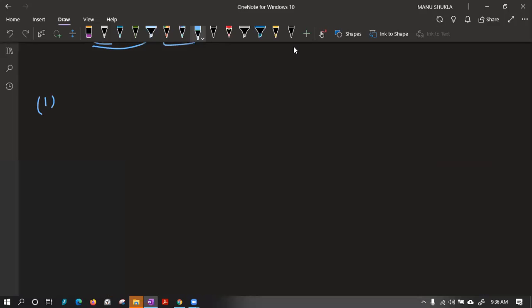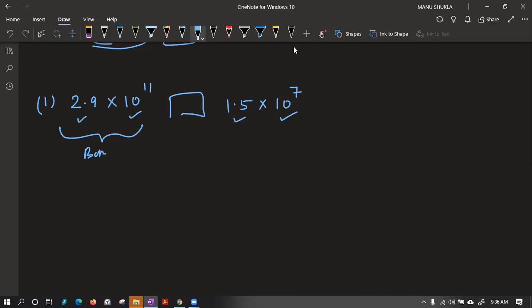Okay, let's try. So suppose we have 2.9 into 10 to the power, suppose here it is 12, let me make it 11, and comparing with 1.5 into 10 to the power, suppose we have 7. Now tell me class, which number is larger and how. In this case it is very easy to tell because 2.9 is larger than 1.5, 10 power 11 is larger than 10 power 7, so both quantities are larger, so we can say it is large.